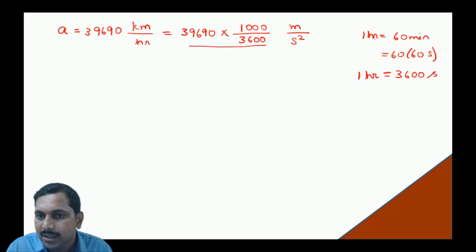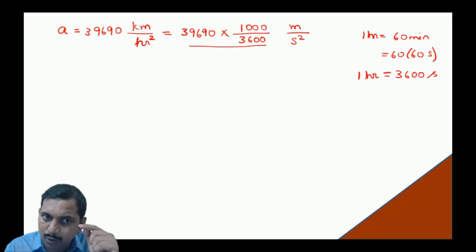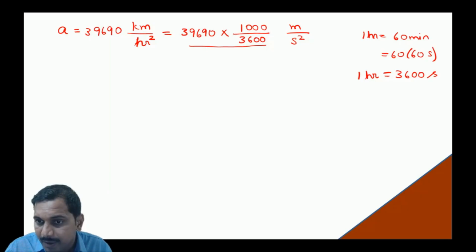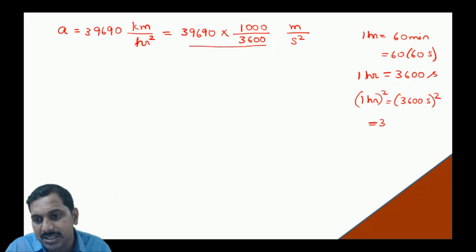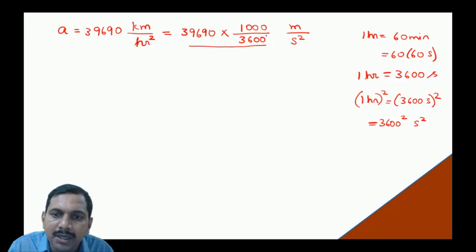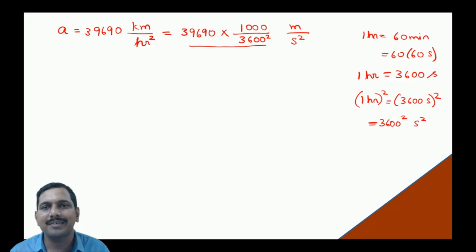But then 3,600 seconds, yes. But here we are doing hour square. I'm sorry, I missed it here. So hour square. Now when you say 1 hour square, it means 1 hour is 3,600 seconds square. This implies this is 3,600 square second square. So here it should be 3,600 square. I hope you are understanding this, students.